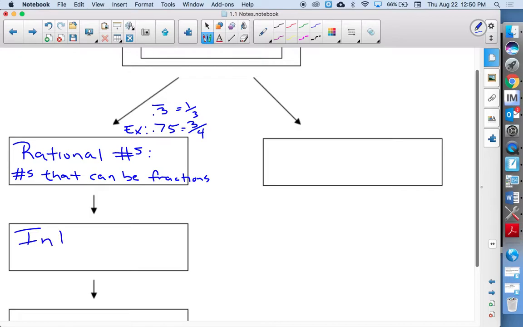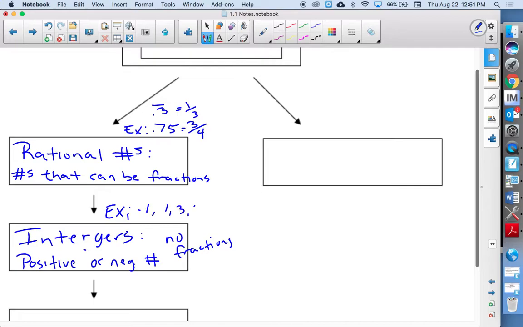Next one. We call these integers. Any positive or negative number, no fractions. So your integers could be -1, 1, 3, 4.